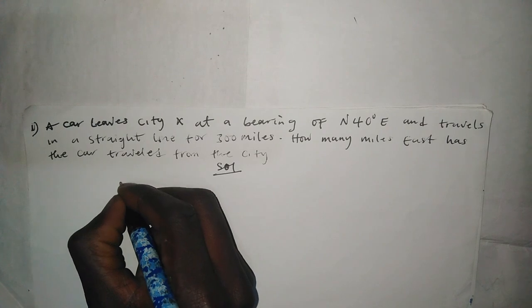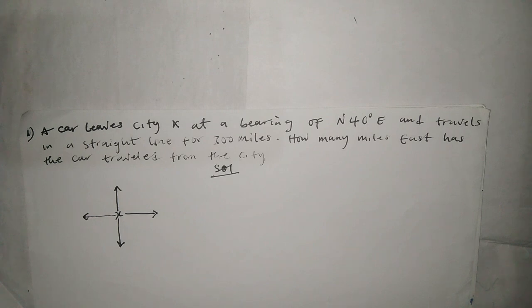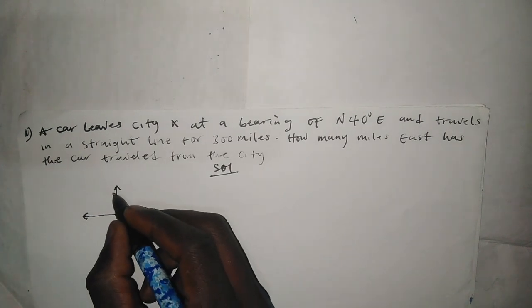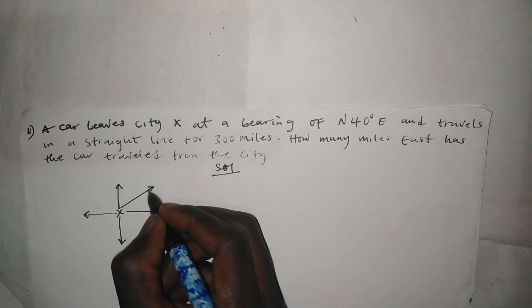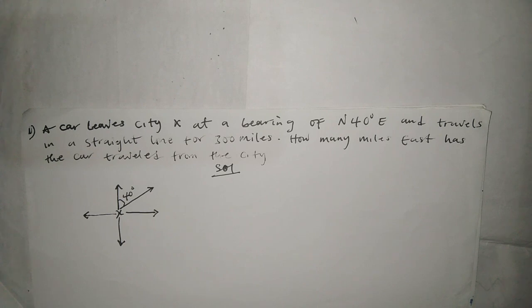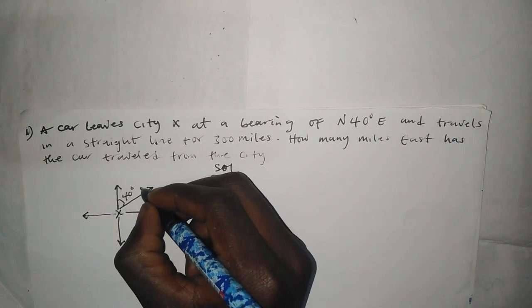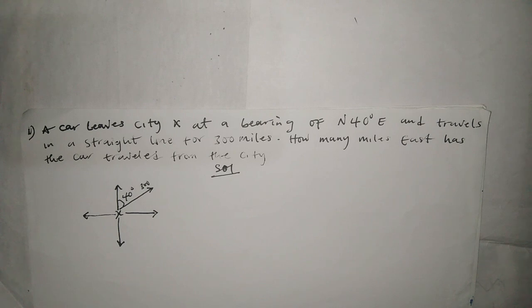Solution. The car leaves city X at a bearing of north 40 degrees east. So first of all, let's put our directions. If the car leaves at north 40 degrees east, you move 40 degrees from the north to the east. So let's say this is our 40 degrees east. And this car travels a distance of 300 miles. So this distance here is 300 miles. Now, the journey is in a straight line for 300 miles. How many miles east has the car traveled?